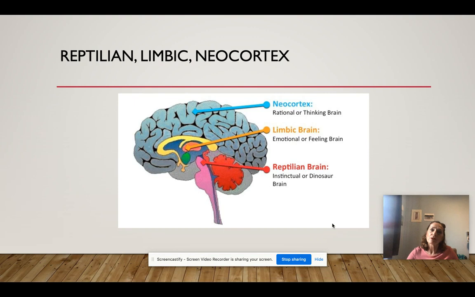So when we first look at the brain, there are three areas. The lower brain, which is the reptilian or lizard brain. That's the instinctual part of our brain. The limbic brain, which is the emotional or feeling midbrain area, and then the neocortex, also known as the prefrontal cortex.